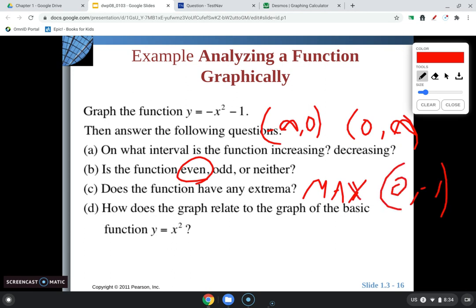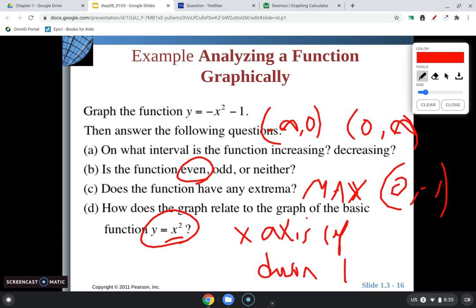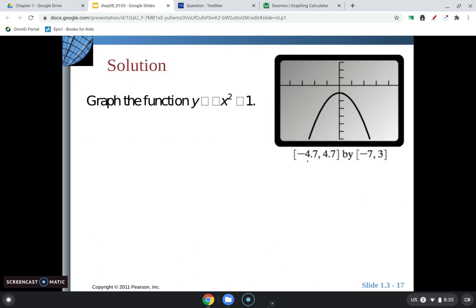How does the graph relate to the graph of the basic function y equals x squared? Well, that's just your parabola. So the transformations that we're seeing here are an x-axis reflection from the original function and down 1. And we'll talk about transformations in a unit or two.